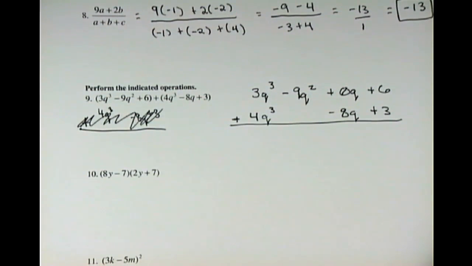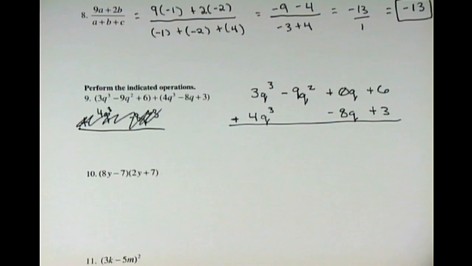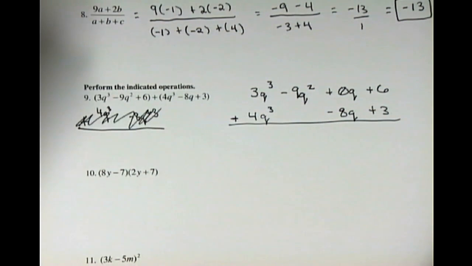Okay, so this is still on page 2. We're continuing on. We're going to do number 9, 10, and 11. The directions are perform the indicated operations. I've already messed up, which is why you should write in pencil.